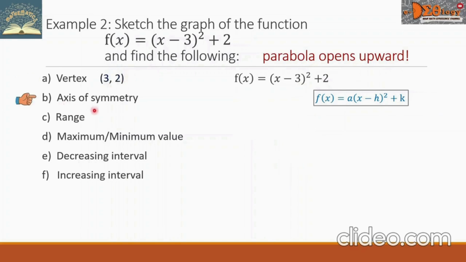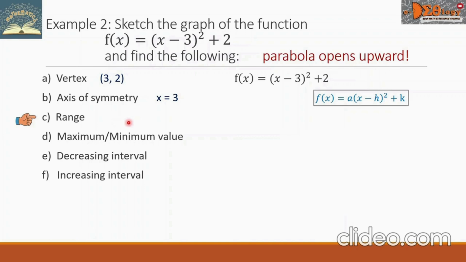Then we go to axis of symmetry. Axis of symmetry is a line. And the equation is x equals h. The value of our h here is 3. That means the answer is x equals 3. So we copy this answer in front of the axis of symmetry. Then we go to letter C.